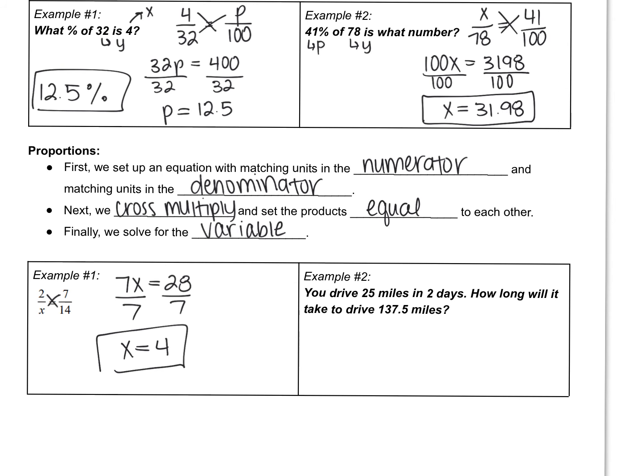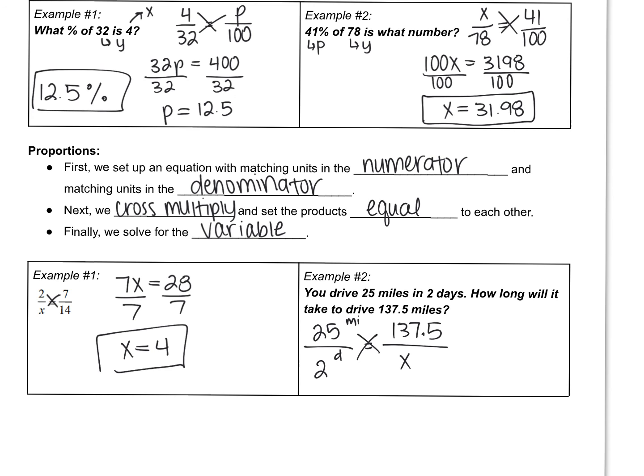Our more common example is something like number 2. You drive 25 miles in 2 days, and we want to know how long will it take to drive 137.5 miles, assuming you are consistent across the days. So we know that I can go 25 miles in 2 days. That's my first fraction. For the other fraction on the other side of my equal sign, I have to have miles in the numerator and days in the denominator. So I have 137.5 miles, which is going to go in the numerator. I don't know how many days that's going to take, so that's going to be our variable x.